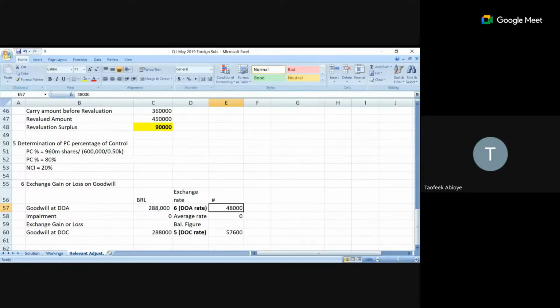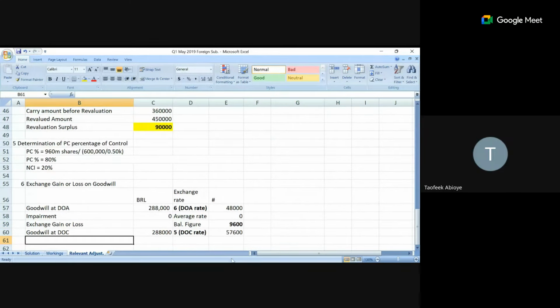Is that a gain or loss? Let's look at it together. Our balancing figure, is it going to be a gain or loss? It's going to be a gain, because goodwill has increased. Goodwill at DOA is 48,000, but at DOC it has increased, so it's a gain, and that is why we will determine our exchange gain. That is how we will determine our exchange gain. We're just going to say this minus this, which is 9,600. So this 9,600 is our exchange gain.